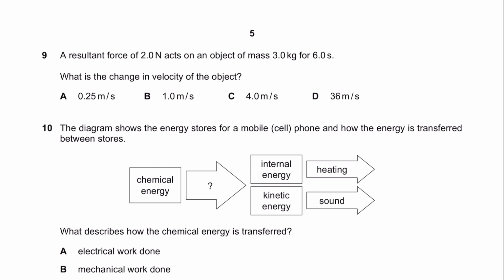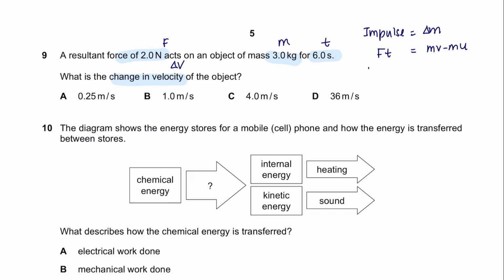Question 9. A resultant force of 2 Newton acts on an object of mass 3 kg for 6 seconds. What is the change in velocity of the object? So we have here the force, mass, time, and we're looking for the change of velocity. A formula related to this would be your impulse. We know that impulse is the change of momentum. Impulse can be calculated by Ft or mv minus mu.